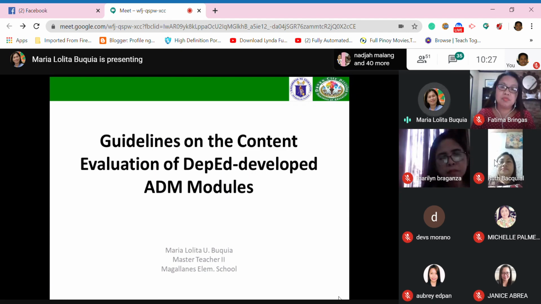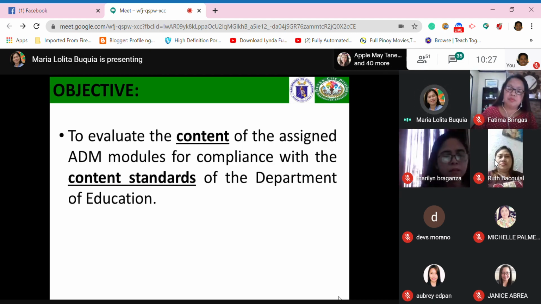So I will focus on one objective only of the guidelines because Dr. Palmera has comprehensively given you other details of the guidelines which are similar to language, content, and even for the layout. So what's the objective? To evaluate the content. So what about the content? If it has met or has complied with the content standards based on our MELCs.